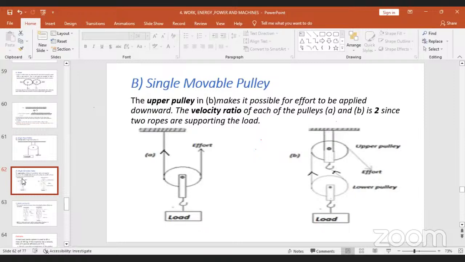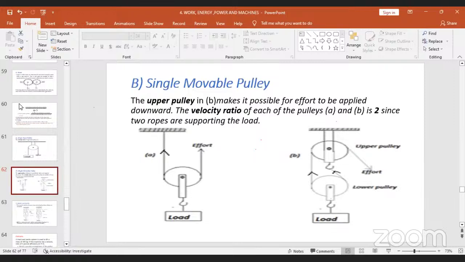A single movable pulley, but there are two types. If you look at the first example, the velocity ratio there is 2. Even the second one, the velocity ratio is 2. But the first one has a single pulley, which is movable. And the second type has 2 pulleys. One is movable, one is fixed.